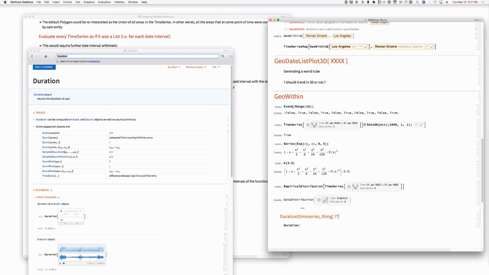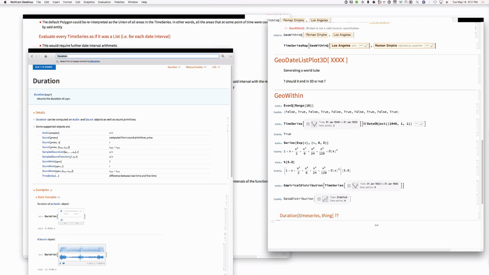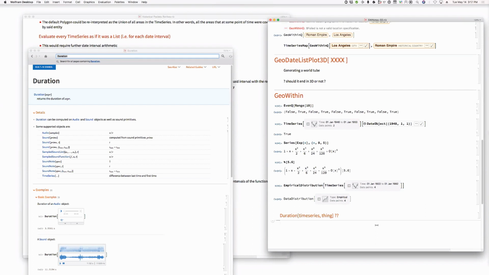I don't know. This is not my design, so I cannot comment. Okay, well, whose design is it? That's going to be the audio and signal processing team. Okay, well, why don't you ask them?